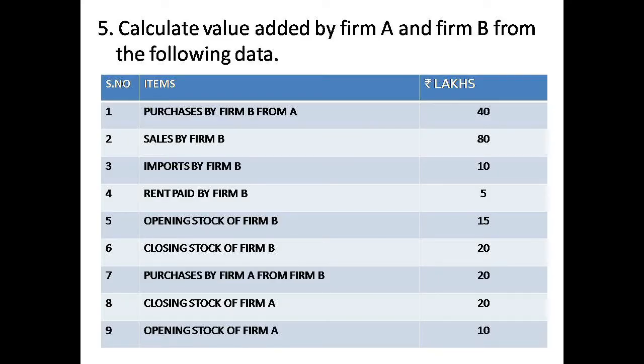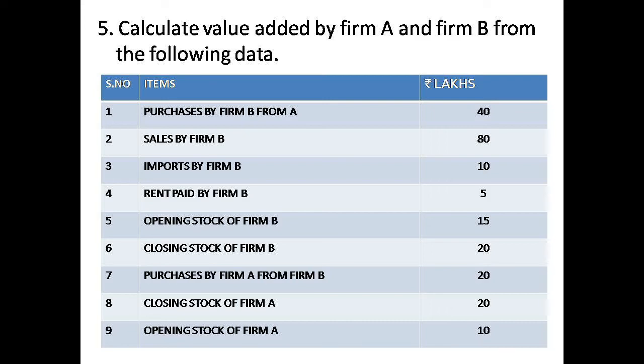Let's see one more problem. Calculate value added by firm A and firm B from the following data. They have given purchase by firm B from firm A, sales by firm B, imports by firm B, rent paid by firm B, opening stock of firm B, closing stock of firm B, purchase by firm A from firm B, closing stock of firm A, opening stock of firm A. Rent and all need not be considered because rent does not come under intermediate consumption.